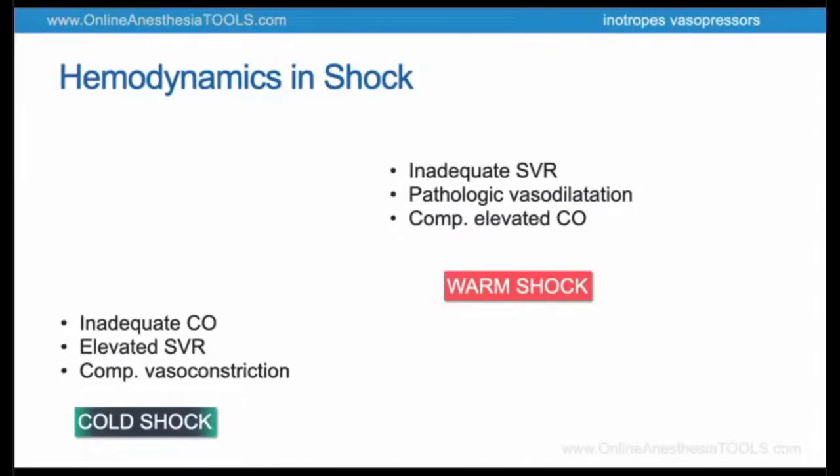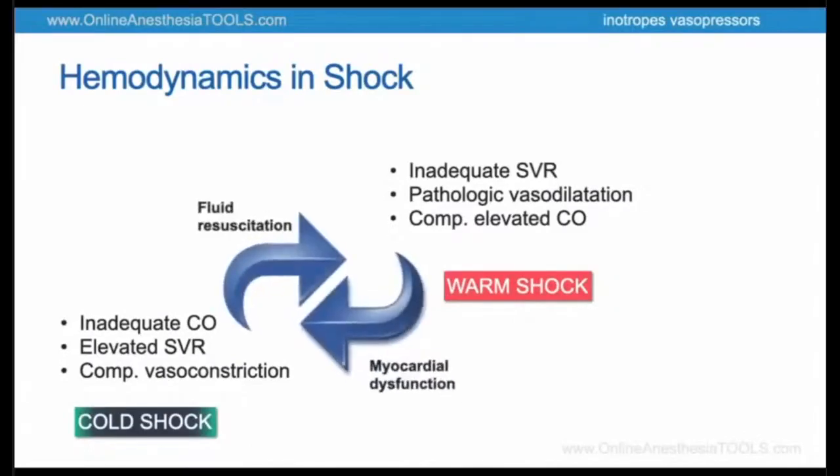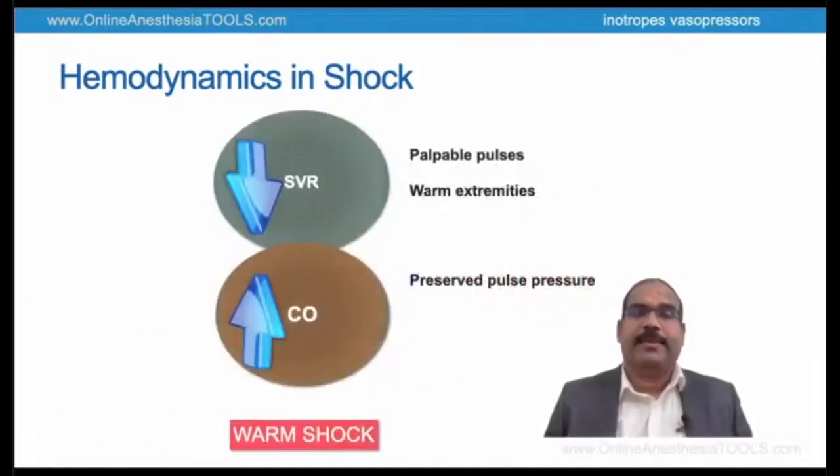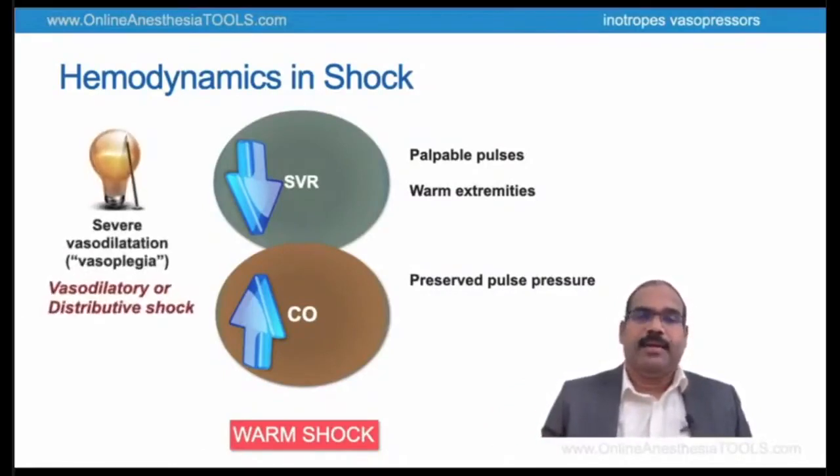The interesting thing is, when you do fluid resuscitation, cold shock may be converted or may feel like a warm shock, or as part of sepsis, when myocardial dysfunction sets in, warm shock may appear as cold shock as well. So this distinction is very tricky. In warm shock, what happens is reduction in systemic vascular resistance. So there will be vasodilatation, palpable pulses, warm extremities, compensatory rise in cardiac output. It can lead on to preserved pulse pressure. This is what happens in distributive or vasodilatory shock.